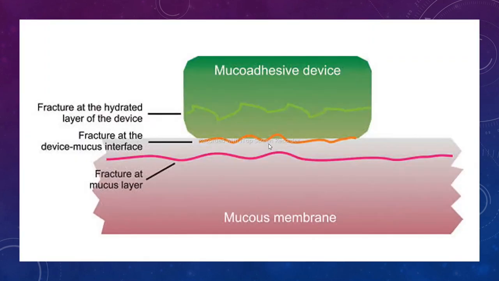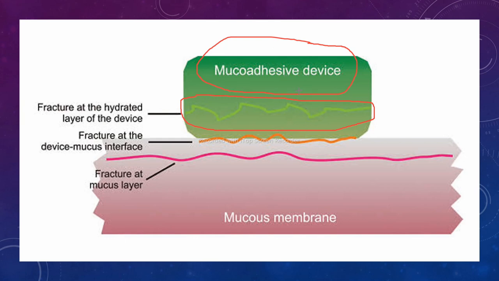And the picture says it all. What is that? This mucoadhesive device which they have shown with this diagram. So it says mucoadhesive. This one is your drug material. Now here you can see this part, it has fractured, right? It has shown that it has cracked. So there is fracture at the hydrated layer of the device.